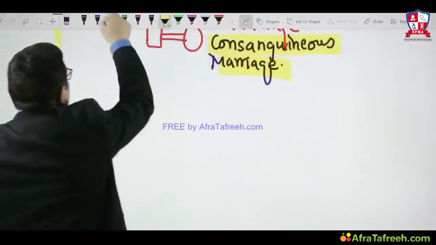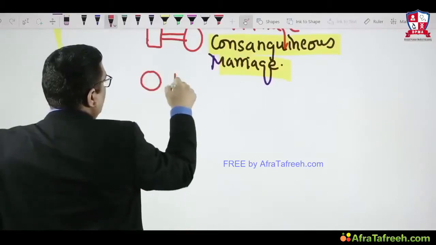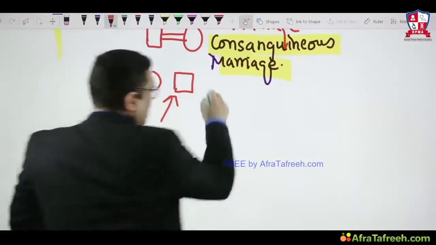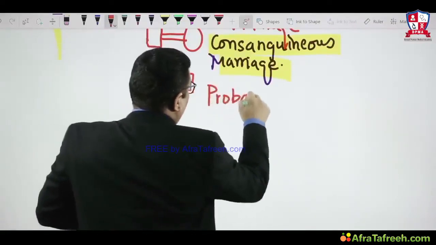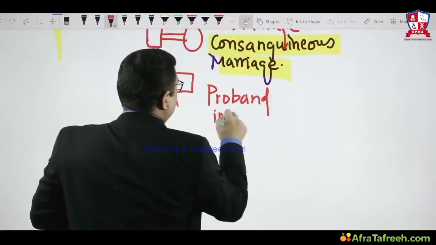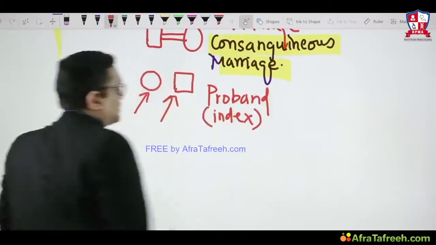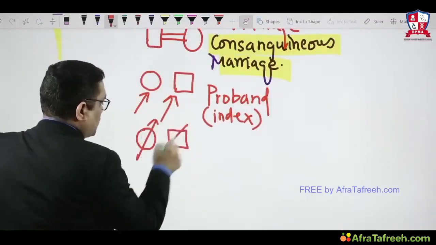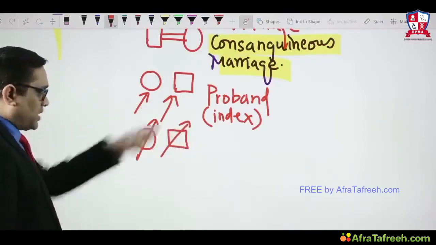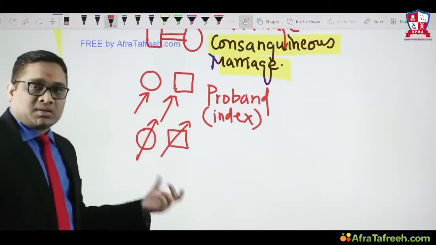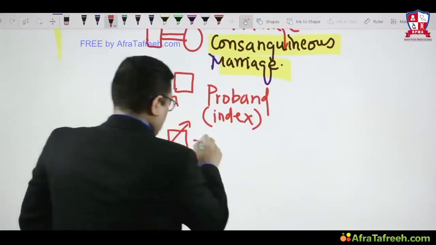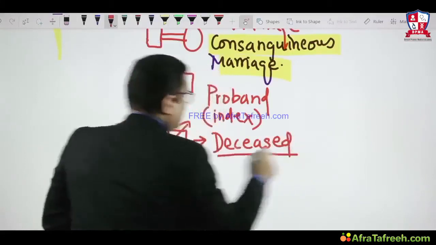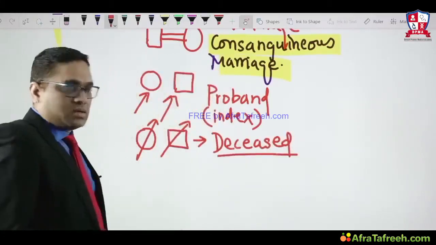When you see a symbol where a circle or square has an arrow pointing towards it, it is an index case. This is the index case or proband, so the examiner can ask this question also. But when you see a circle or square where the arrow passes right through it, this will be called a deceased or dead patient. So deceased or dead patient will be shown by this symbol, right?